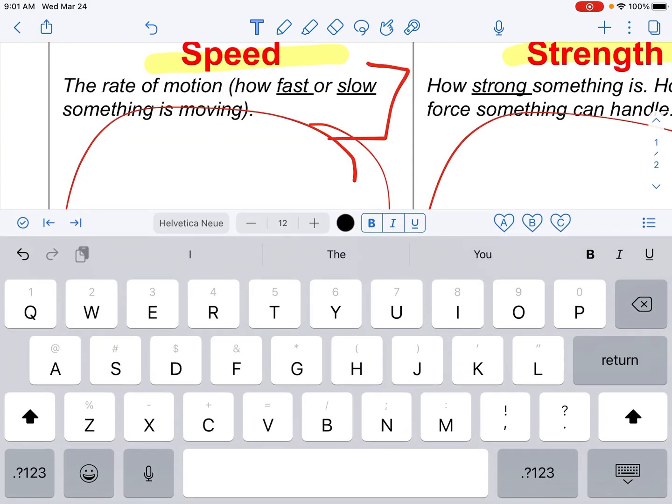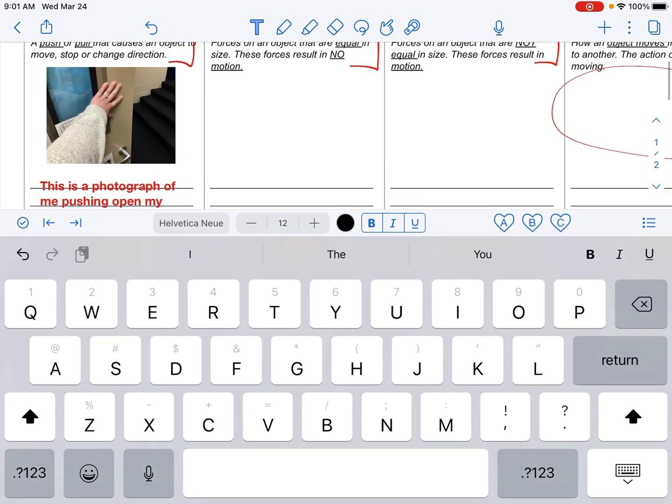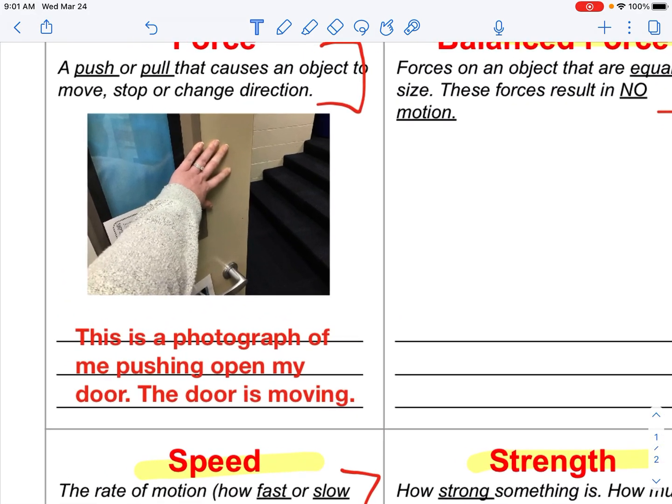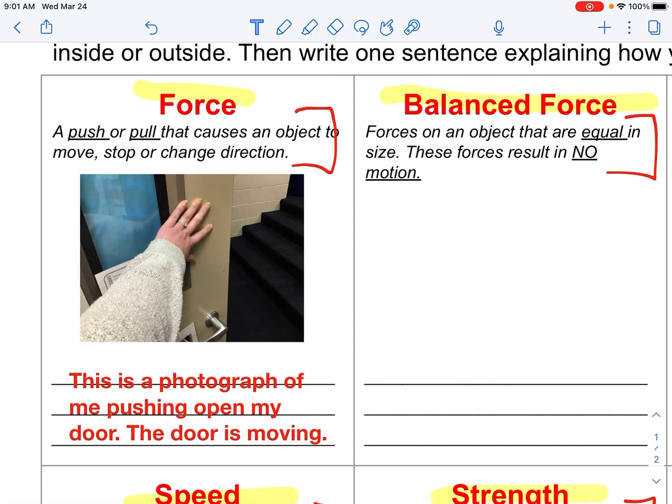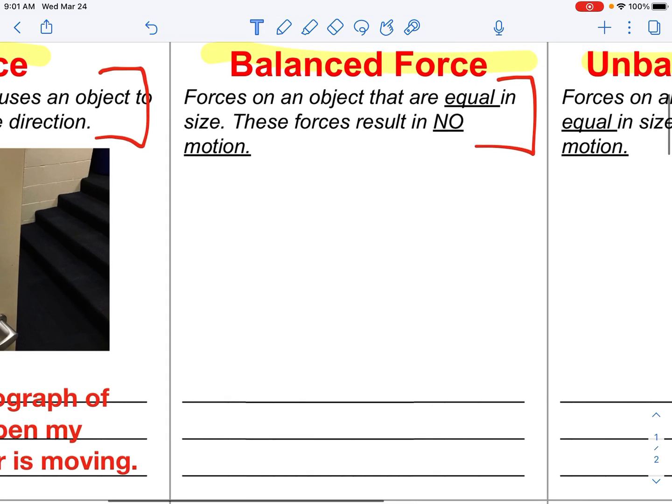All right, so that would be what that one box looks like, right? I would have my word force, there's the definition, I've inserted my photo of an example, and then I described my photograph on the lines below. So for balanced force, I would need to find a picture that would show forces on an object that are equal, where there's no motion. So anytime you see something not moving, the forces are equal, the forces are balanced. So anything that's not moving would be a good picture.